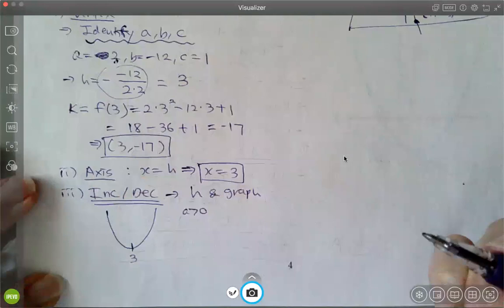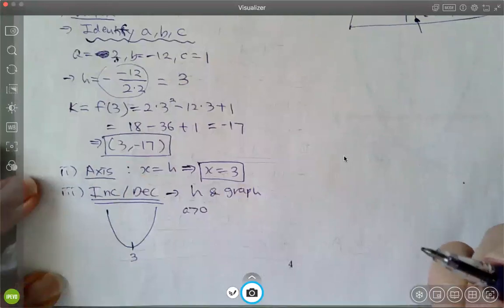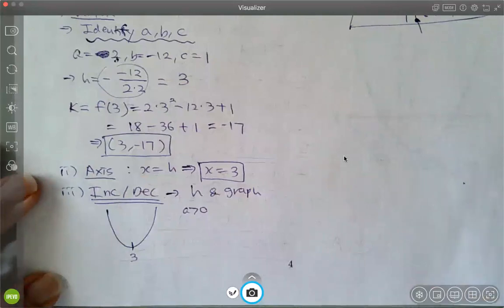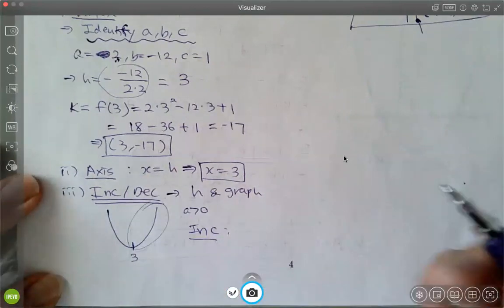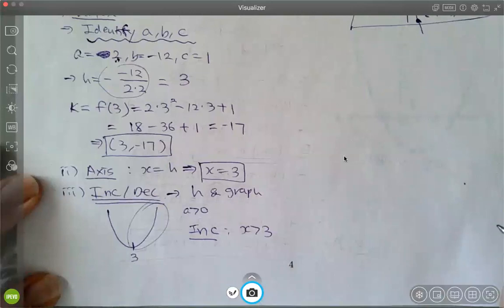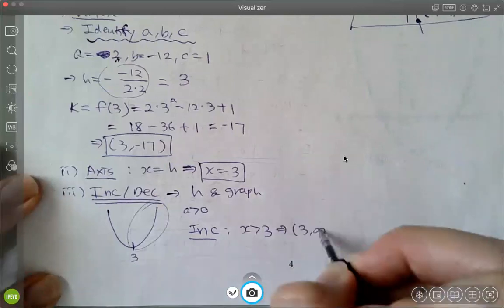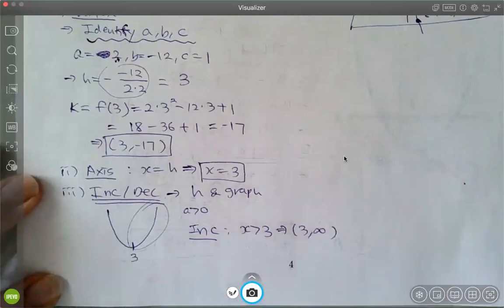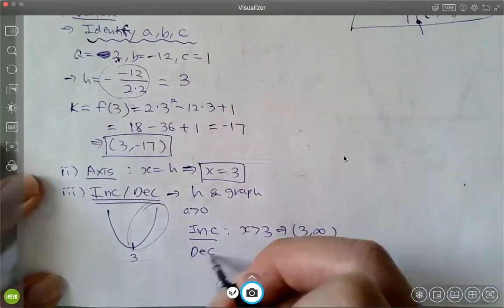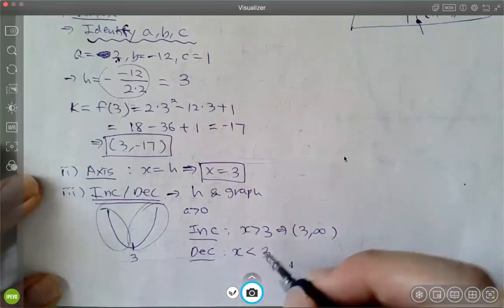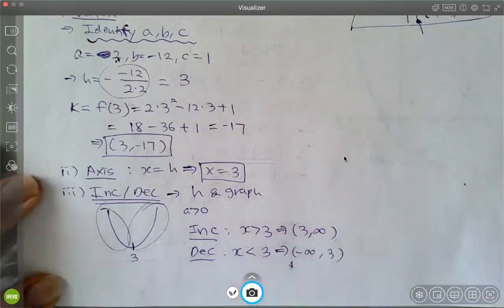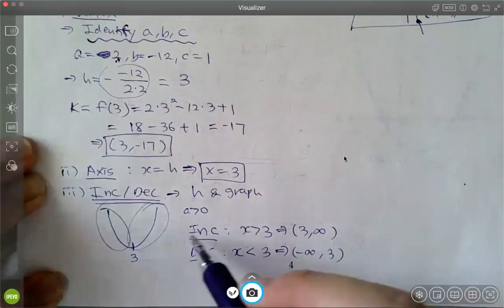And now from here, can you see the increasing and decreasing parts? Yeah, it's fairly automatic, right? So where is the graph increasing? Here, anything greater than 3, right? Which means parenthesis 3 comma infinity. And then where's the graph decreasing? Anything less than 3 right there. And what does that mean? Negative infinity comma 3 parentheses, right? Okay, so remember that for increasing and decreasing, we don't ever use brackets.